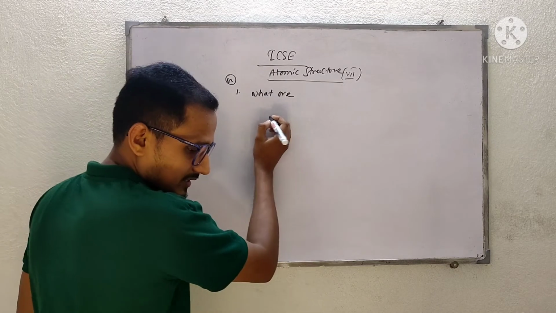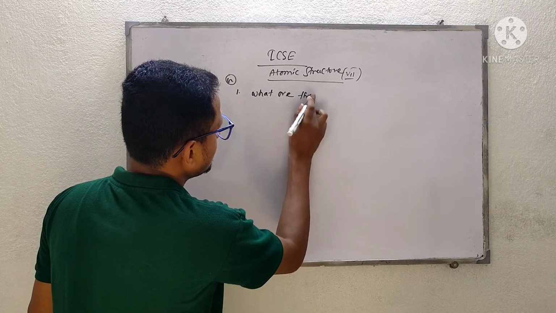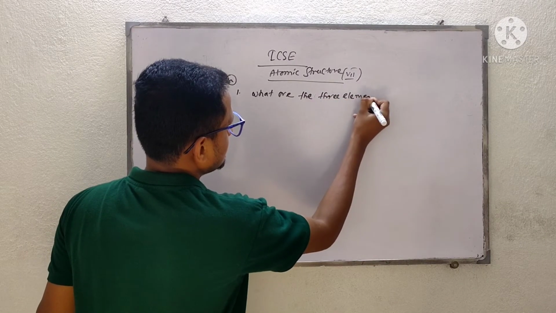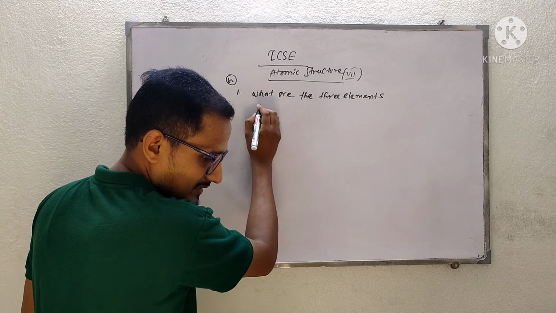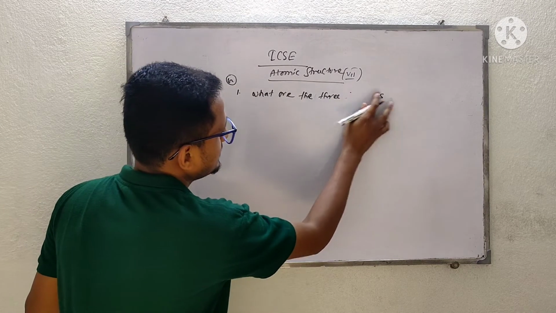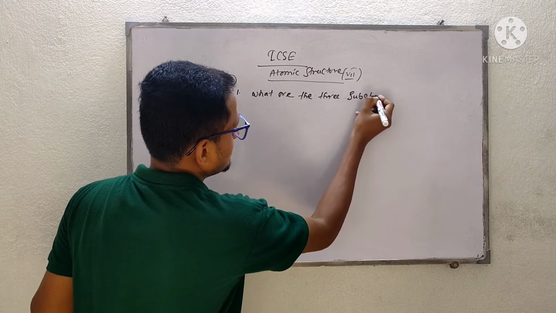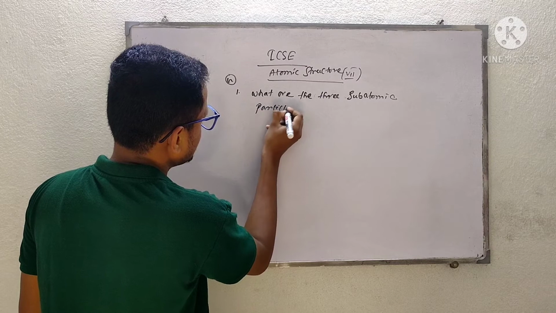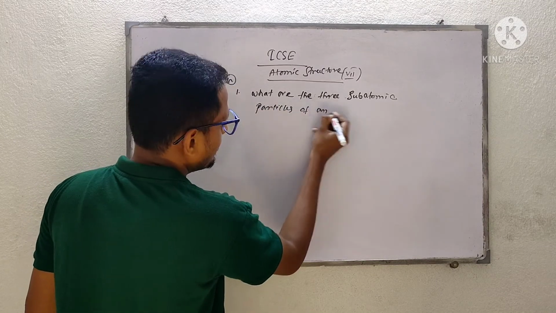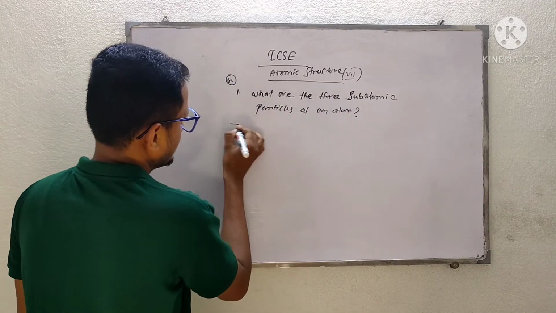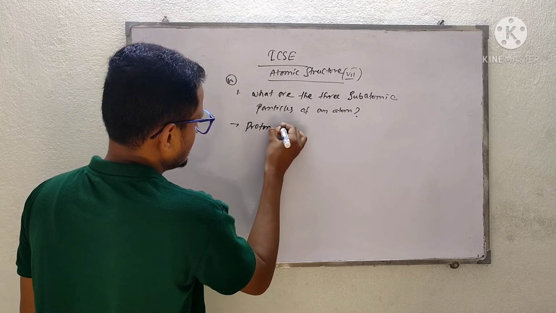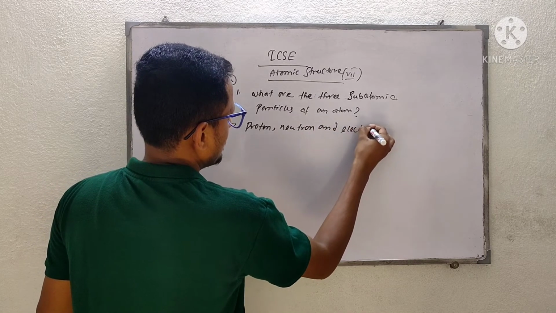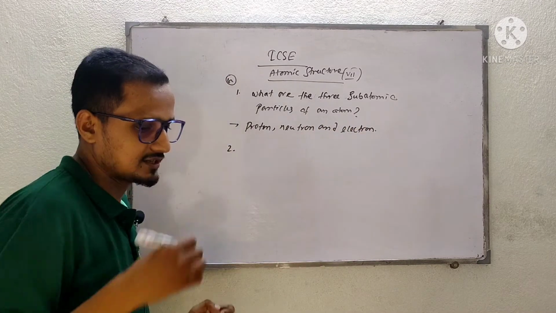What are the three elements? Sorry, not three elements, three subatomic particles of an atom. Now we know the answer is proton, neutron and electron. Okay, proton, neutron, electron are the three subatomic particles of an atom.